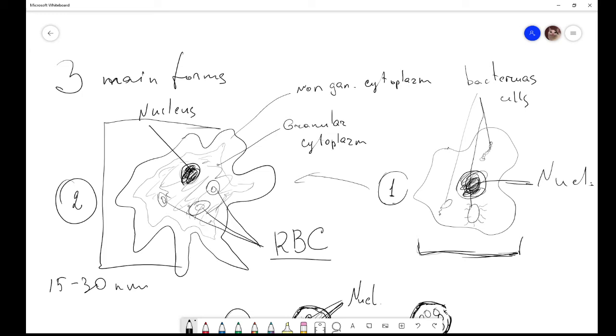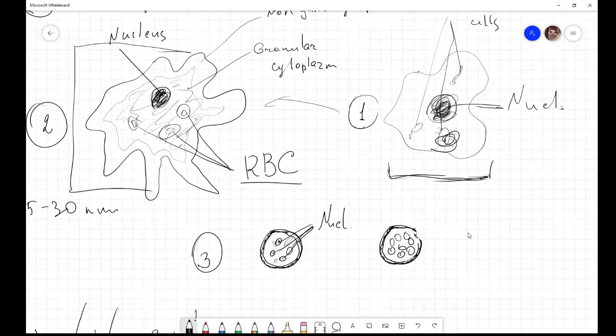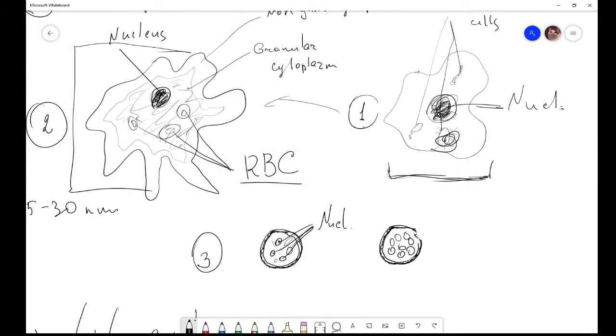Okay, but you can find in this cytoplasm, in this pathogenic form, I repeat, you can find bacteria cells only inside the non-pathogenic form of Entamoeba histolytica. Okay, what's the next? And the next stage, or the last form, it is a cyst.